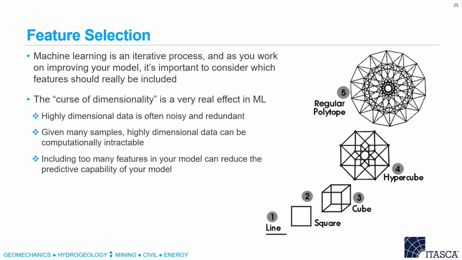That leads into the discussion on feature selection. Hopefully it's been obvious so far, but machine learning is an iterative process. As you work on improving your model, it's important to consider which features should really be included. Something you may have heard of before is the curse of dimensionality. In machine learning, you often deal with highly dimensional data. The problem is that it tends to be noisy and redundant. Given many samples, highly dimensional data can be computationally intractable, and most importantly, including too many features in your model can reduce the predictive capability of your model.